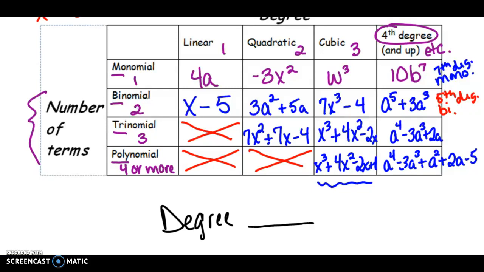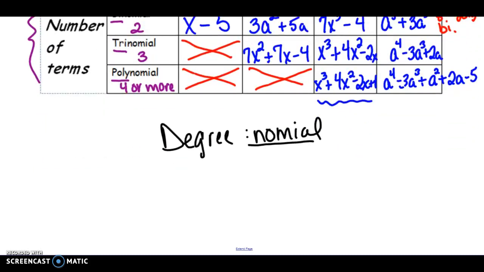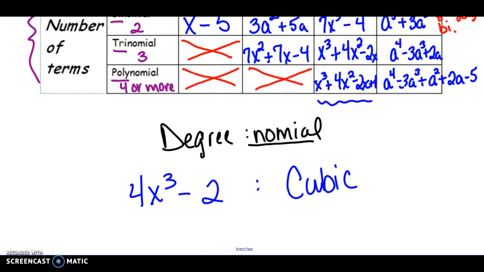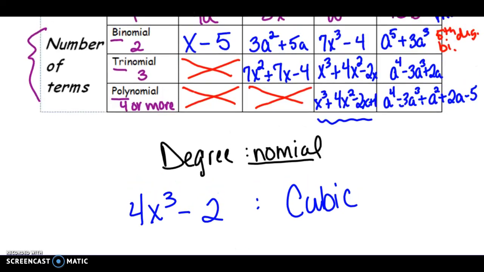followed by the nomial that it is. Or the omial, I guess. I'll go ahead and put nomial. So degree and the nomial. So a couple examples. Try to decide what would this be. I'm going to look at the degree first, which is a 3, cubic. And the number of terms is 2, which is binomial. So that is a cubic binomial.